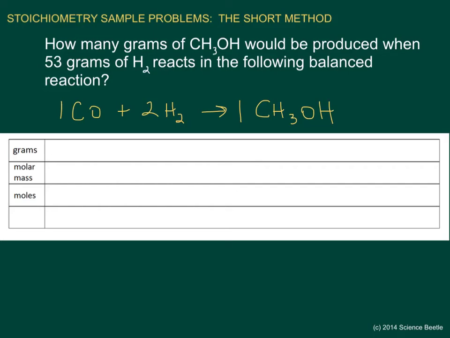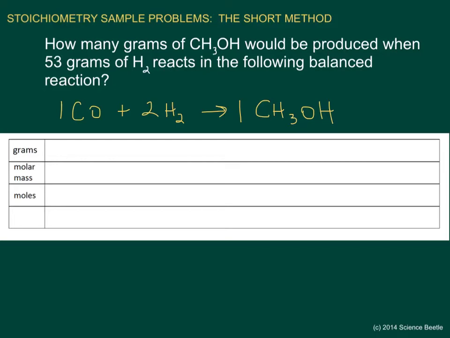In this problem, we're going to dive in using the short method. I've got another problem written for you. That problem is the following. How many grams of CH3OH would be produced when 53 grams of H2 react in the following balanced reaction?